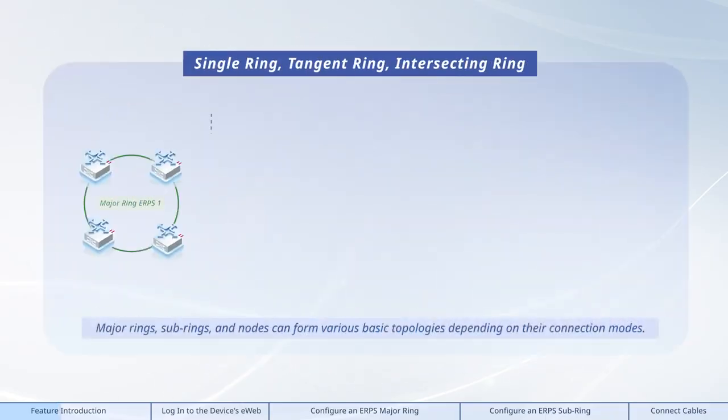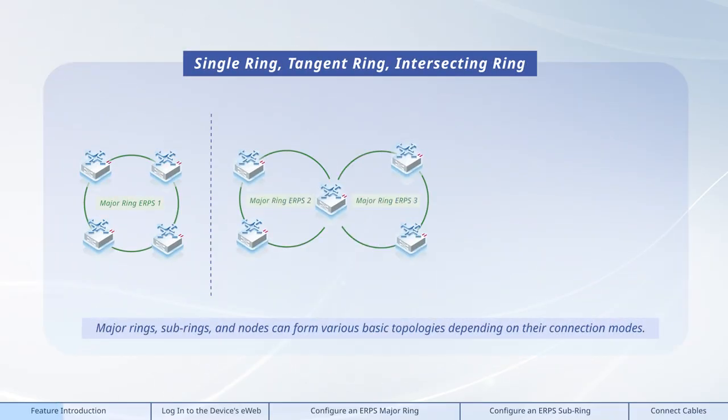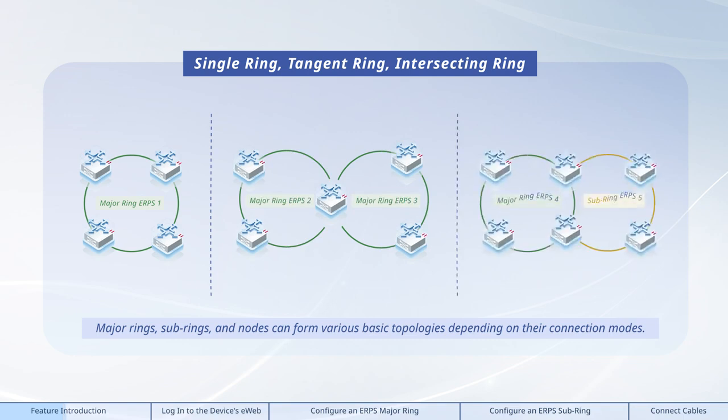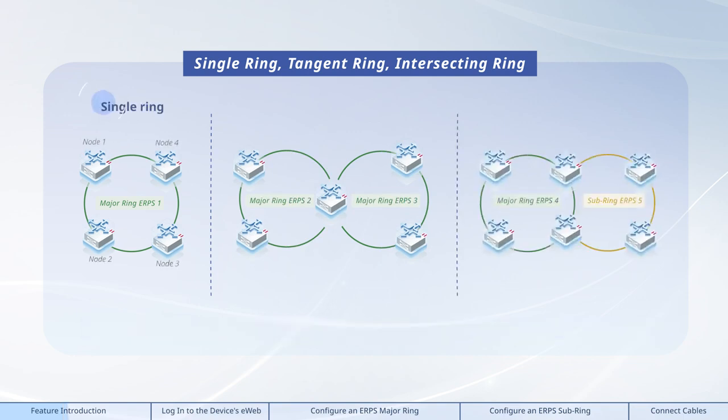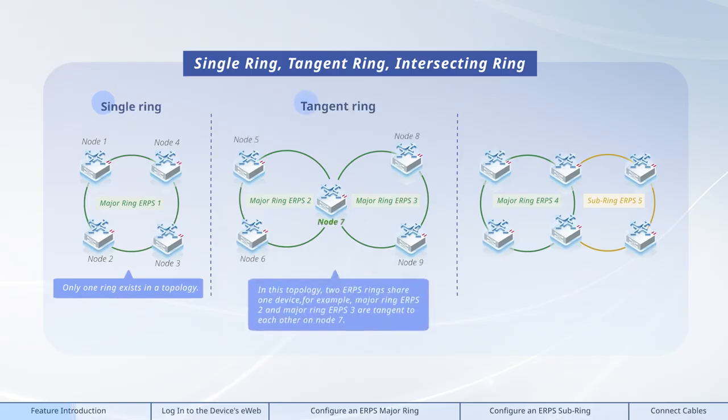Major rings, subrings, and nodes can form various basic topologies depending on their connection modes. Single ring: only one ring exists in a topology. Tangent ring: in this topology, 2 ERPS rings share one device. For example, major ring ERPS2 and major ring ERPS3 are tangent to each other on node 7.